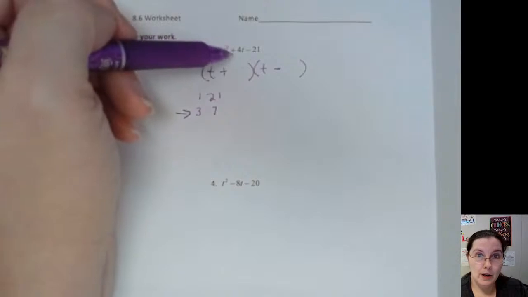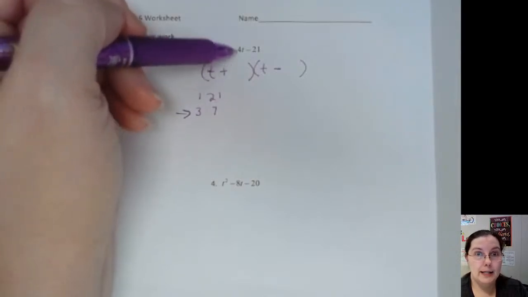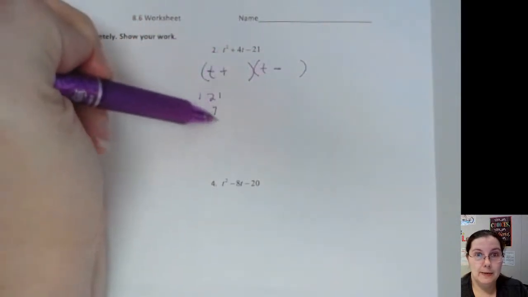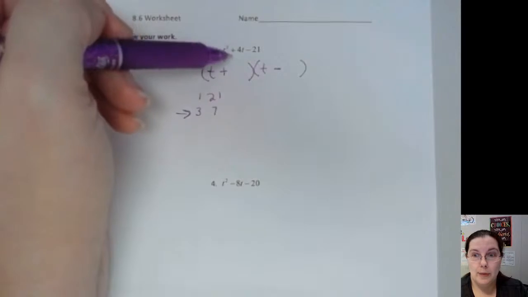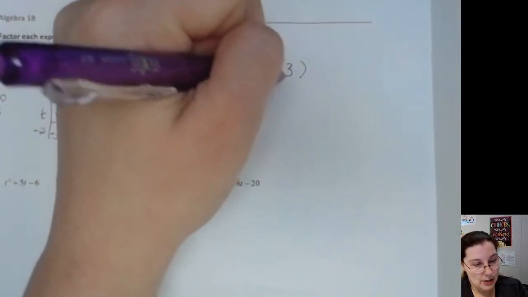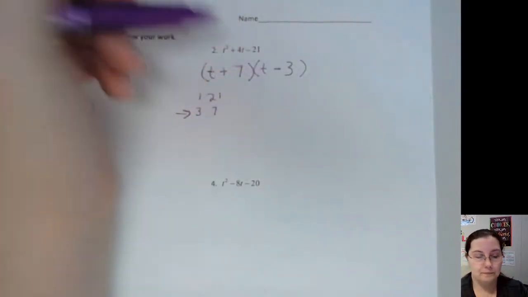Now, looking at the sign in front of my second term, it's a positive. That tells me that my greatest factor, which happens to be the 7, is going to go where the positive is. So this is going to be t plus 7, t minus 3. And again, we can multiply this out, and it's going to come back to this.